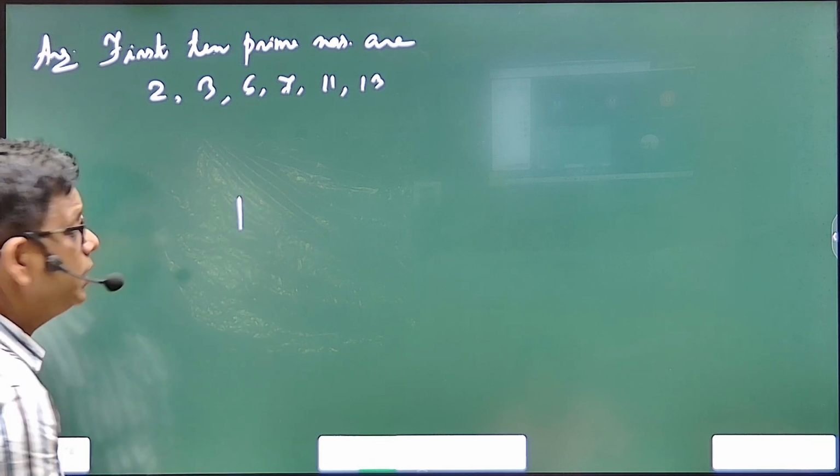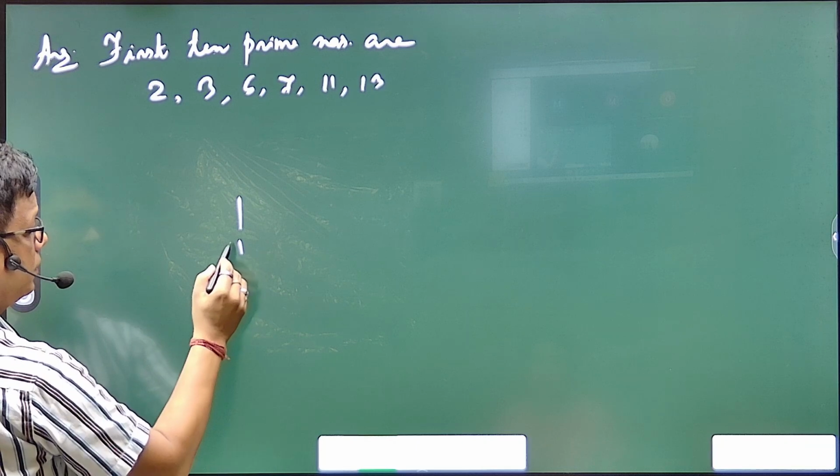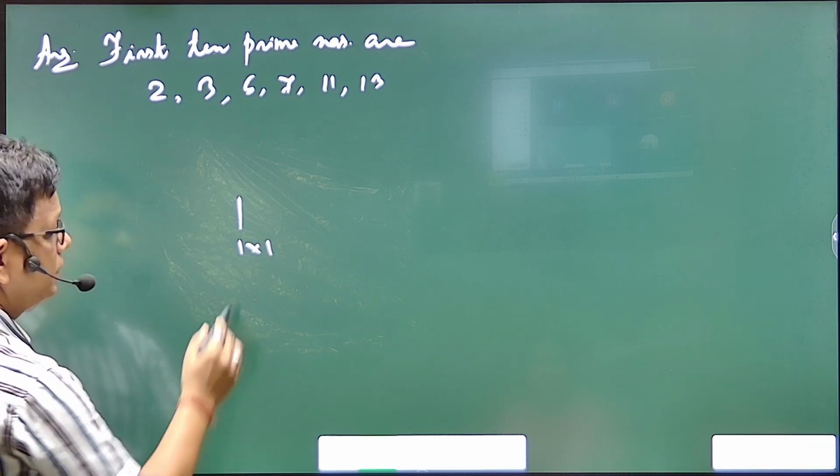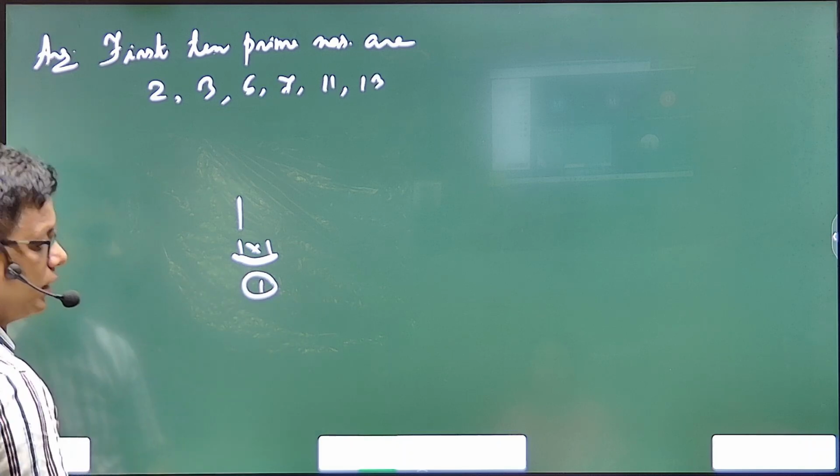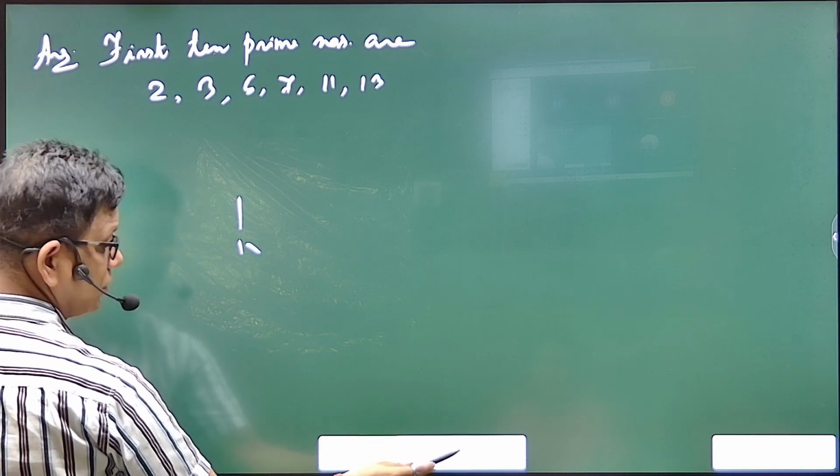You can't write it as 1 because 1 is only 1, 1. So they are not different numbers. When they are the same numbers, we write only one factor, 1. That is why 1 is neither prime nor composite.